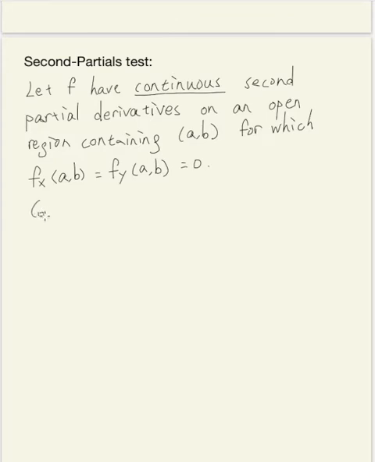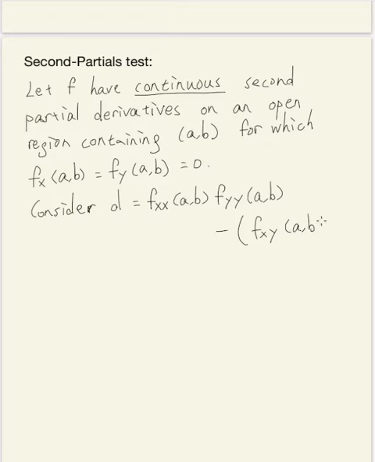All right, let's consider the quantity D defined by fxx(a,b) times fyy(a,b) minus fxy(a,b) squared. Okay, this is the quantity we need to consider.